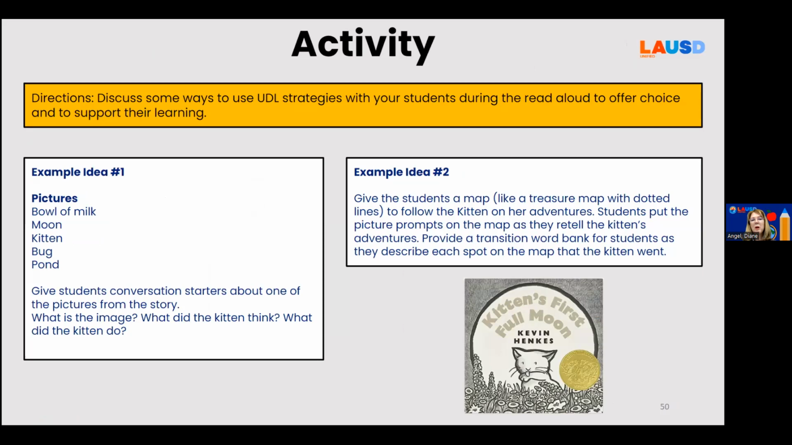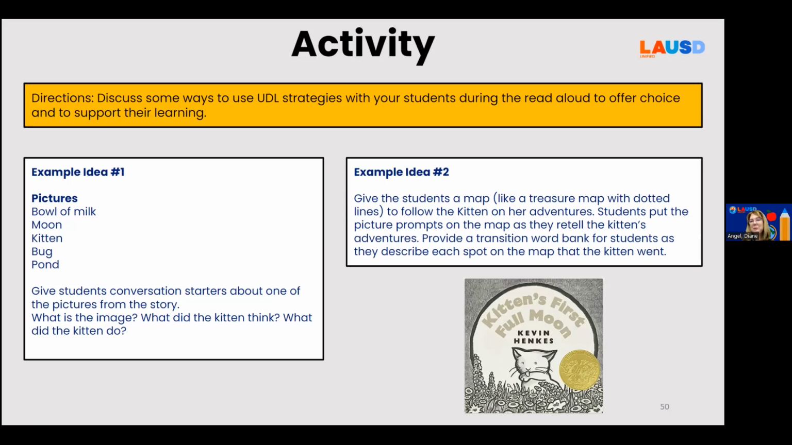As we see on the right is example 2. You could give the students a map, like a treasure map with dotted lines, and to follow the kitten on her adventures. Students put the picture prompts like stickers on the map as they retell the kitten's adventures, and provide a transition word bank with words like first, then, next, and after that for students as they describe each spot on the map that the kitten went.